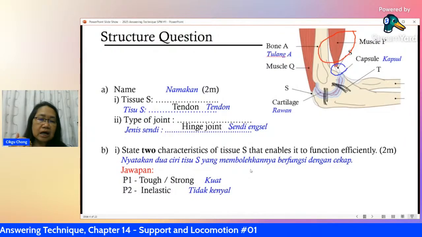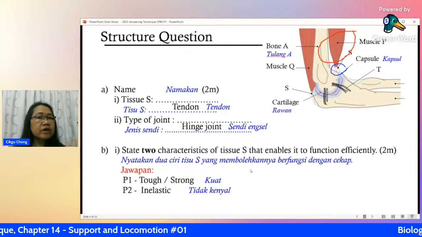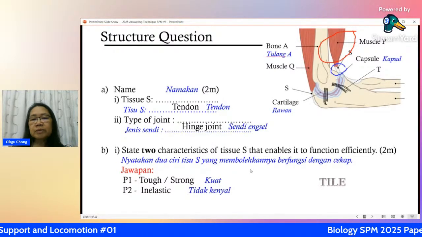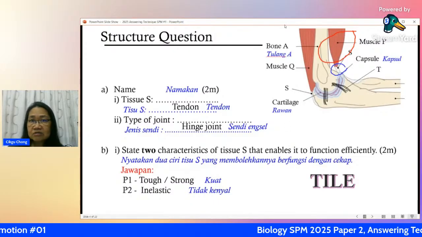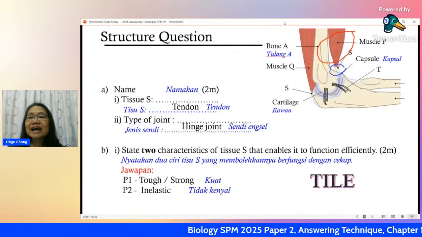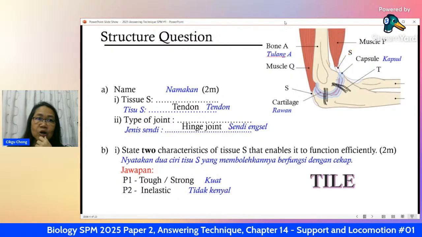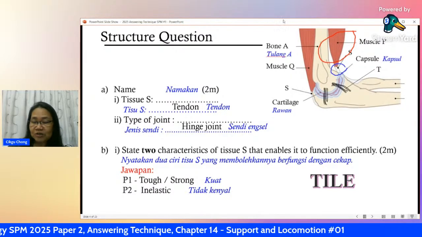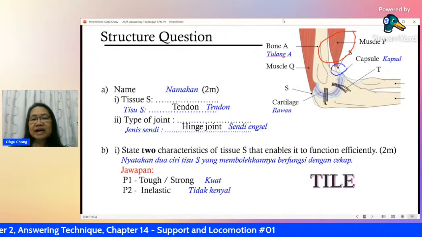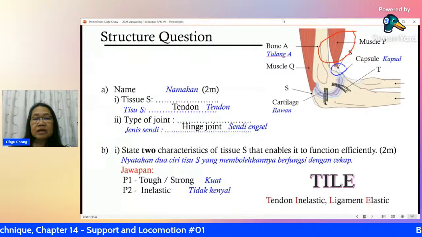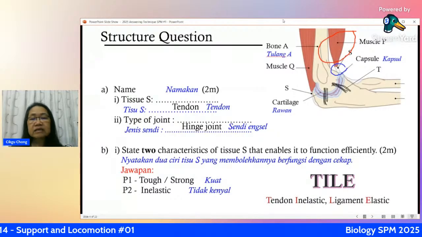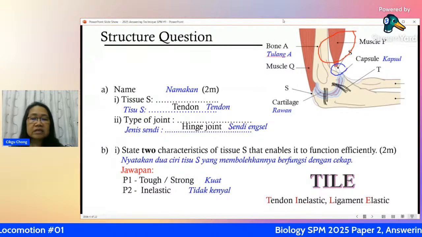Now, how to remember? I'm going to give you a simple way of remembering. Remember this: TILE, tile, like in Jubin. Yes, good. JP, very good. You must have watched my video, or maybe your teacher in school taught you this also. So TILE means T is for tendon, I is for inelastic, L for ligament, and E is elastic.